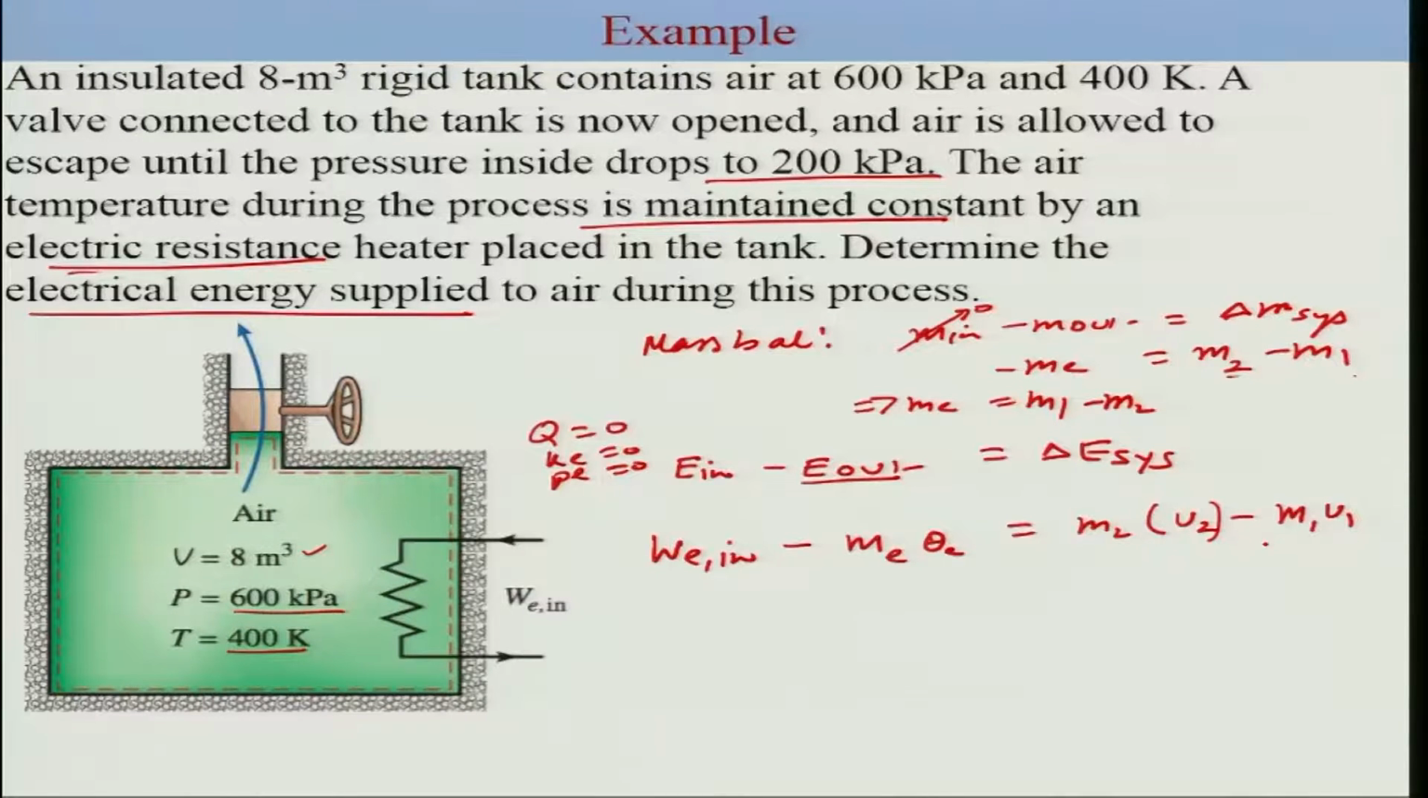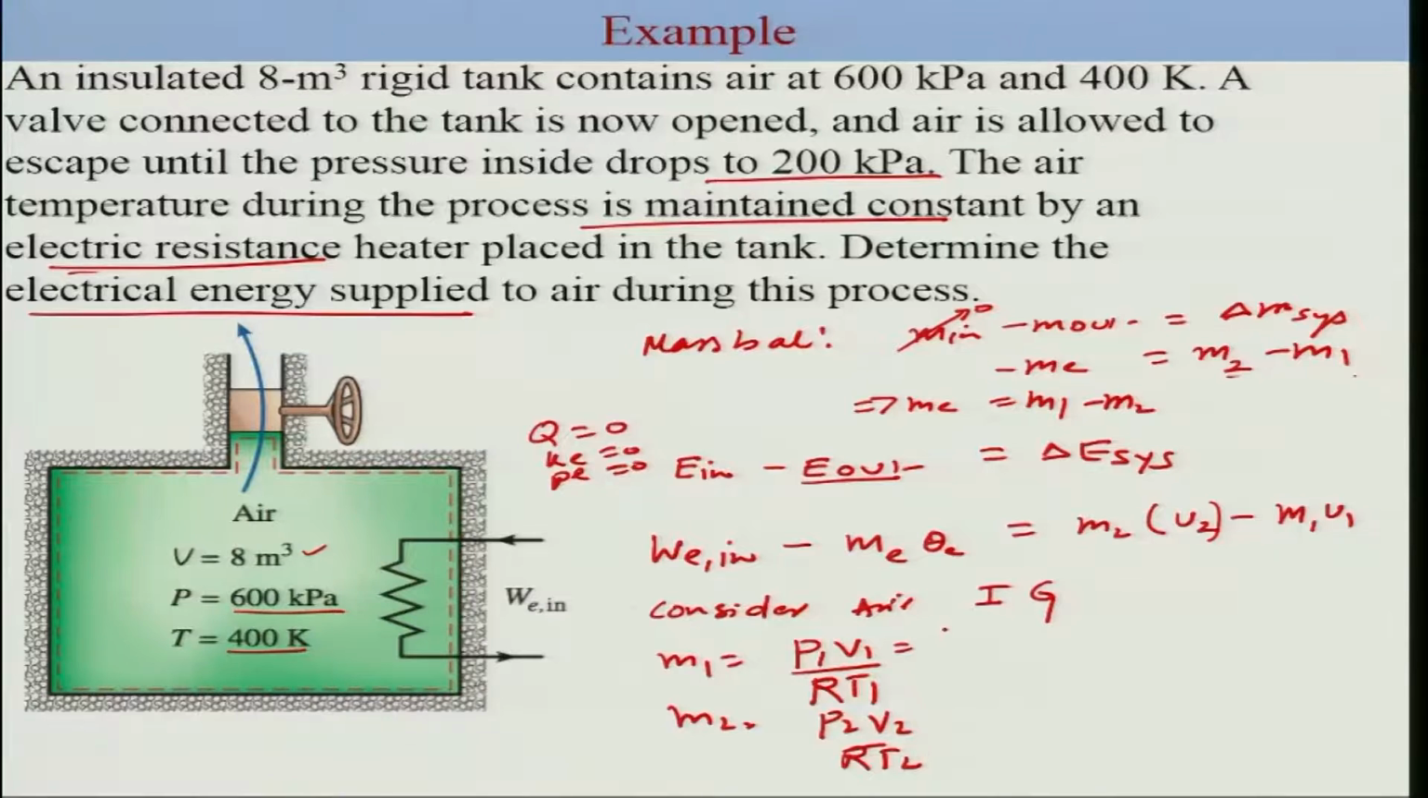Okay, now we need to find out first of all what is m2, m1 and m e. So what we are going to do is we will consider air as ideal gas, and hence m1 should be simply p1 v1 by R T1, and m2 is nothing but p2 v2 by R T2. So let's see what is P1. P1 is of course 600 kilopascal. The volume is already given to you. Okay, we can get R from table A1.